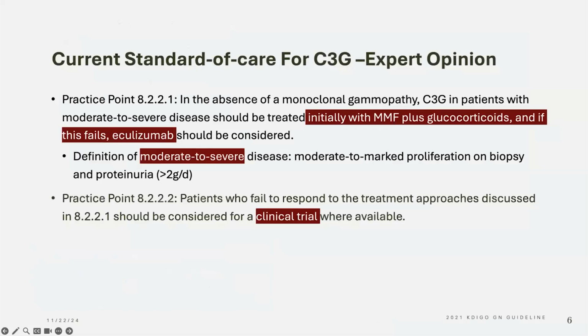How do we treat C3G of native kidneys? In the 2021 KDIGO GN guideline, expert opinion has encouraged the usual supportive measures. For moderate to severe disease, defined as moderate to marked proliferation on biopsy and proteinuria more than 2 grams, the guideline recommends initially using mycophenolate and steroid. If it fails, consider eculizumab. But keep in mind, all above recommendations are based on retrospective studies and case series. So these treatments have not been well validated and showed limited benefits.